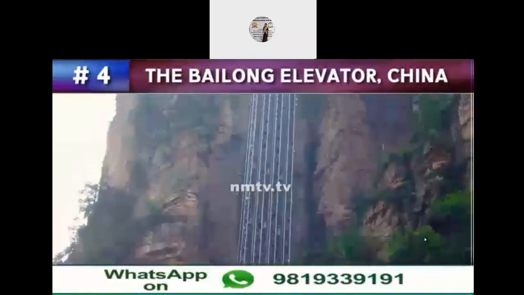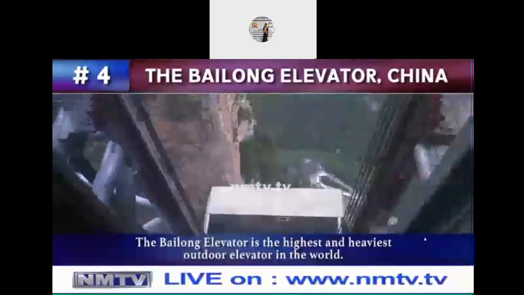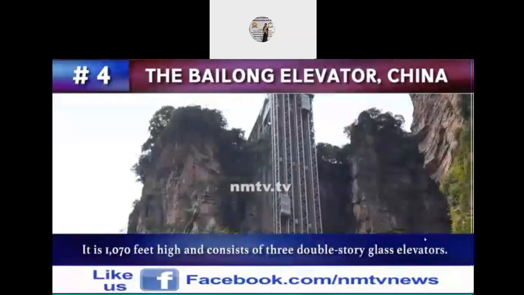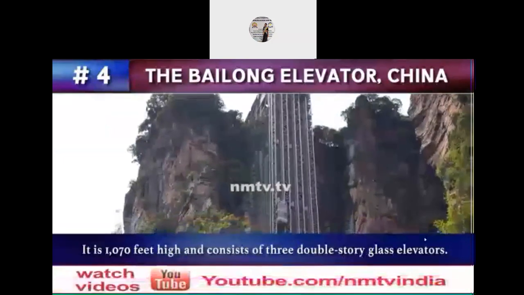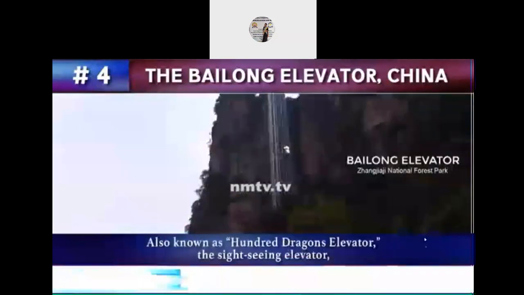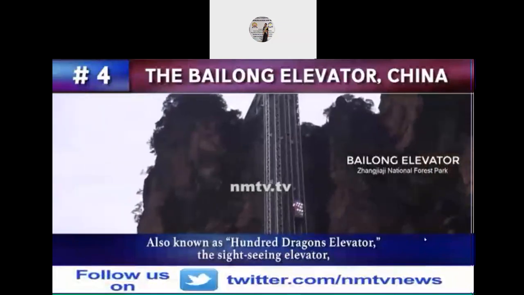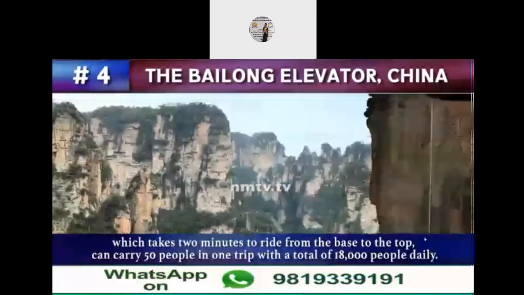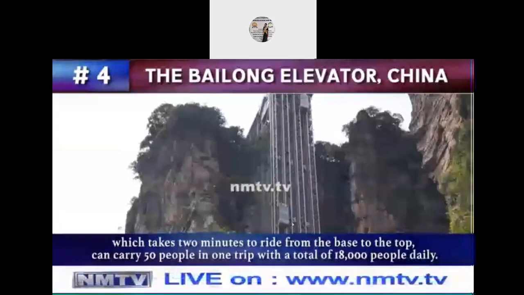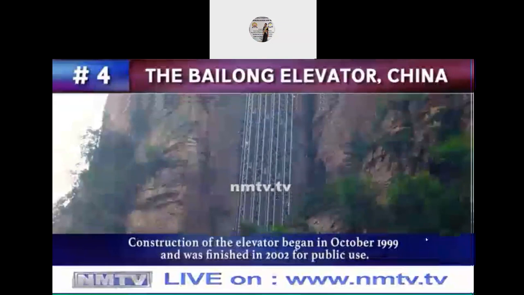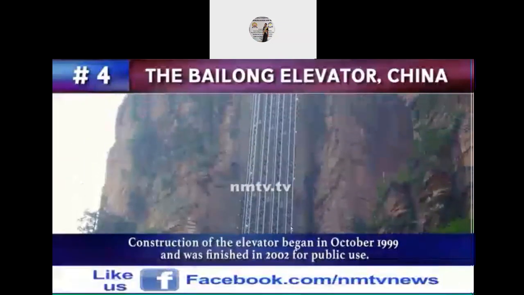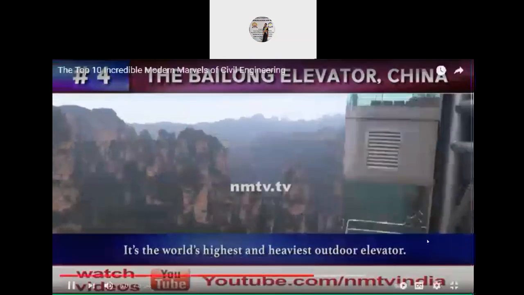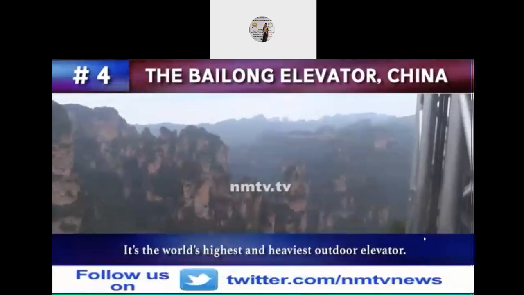At number four is the Beilong Elevator in China. The Beilong Elevator is the highest and heaviest outdoor elevator in the world. It is 1,070 feet high and consists of three double-story glass elevators, also known as 100 Dragon Elevators. The sightseeing elevator, which takes 2 minutes to ride from the base to the top, can carry 50 people in one trip, with a total of 18,000 people daily. Construction of the elevator began in October 1999 and was finished in 2002 for public use. It is the world's highest and heaviest outdoor elevator.